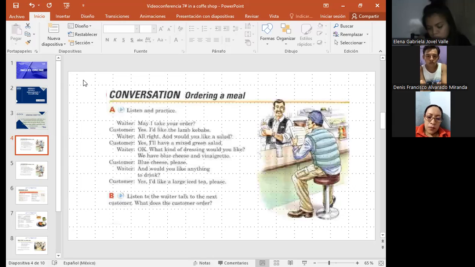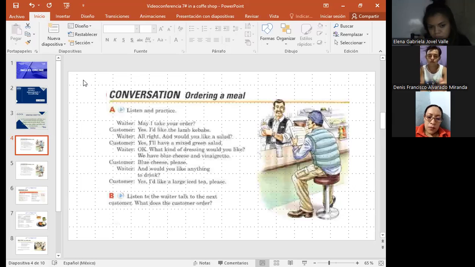Y lo que vamos a hacer en este momento es que vamos a practicar la conversación y quiero que se enfoquen en la pronunciación. Así cuando Dennis Francisco lea, va a decir Dennis, oh yes, I like lamb kebab. Y enfocándonos en el acento, right? Trying to pronounce properly the vocabulary. Les he mandado también al grupo el audio de cómo lo pueden escuchar por si usted dice, hey, ¿cómo se pronunció esta palabra? And we have blue cheese and vinaigrette.